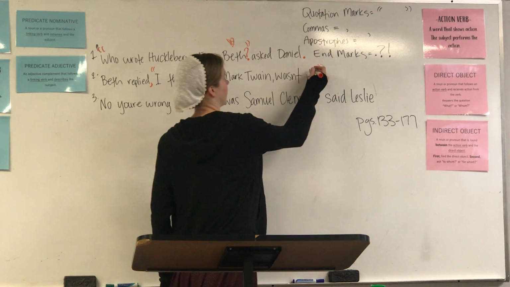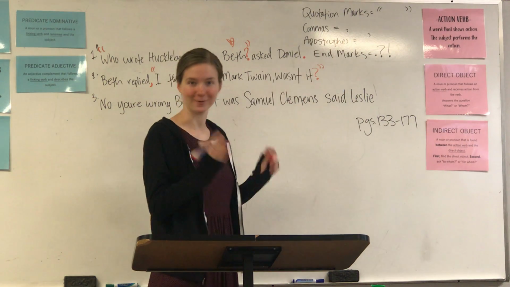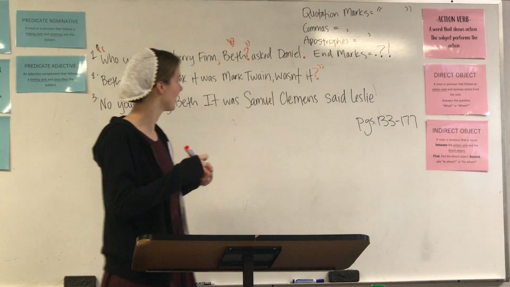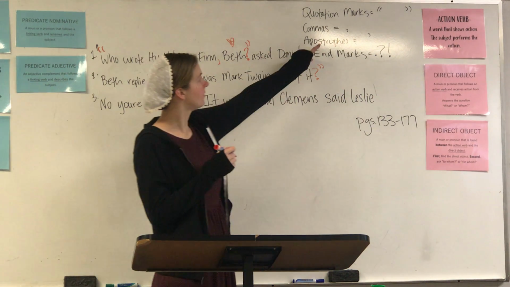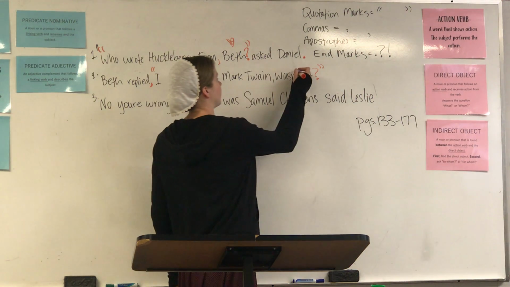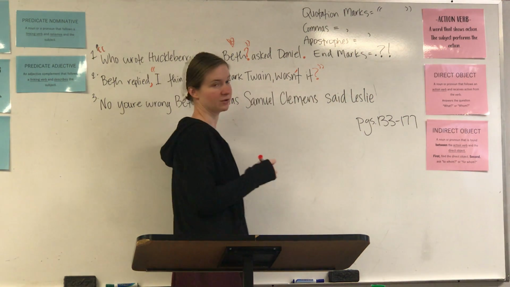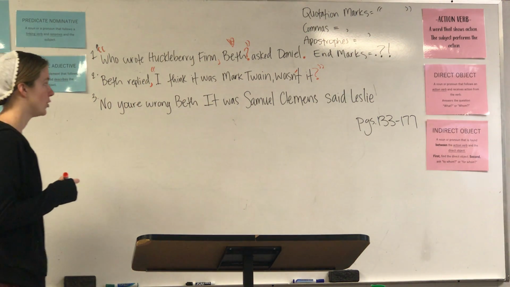We need a question mark because it's a question. I think it was Mark Twain, wasn't it? Your voice goes up, wasn't it? You're asking a question. You need one more thing. You need an apostrophe. Where would you put your apostrophe? You would put your apostrophe on wasn't, because wasn't is a contraction for was not. Alright, number 3. No, you're wrong, Beth.